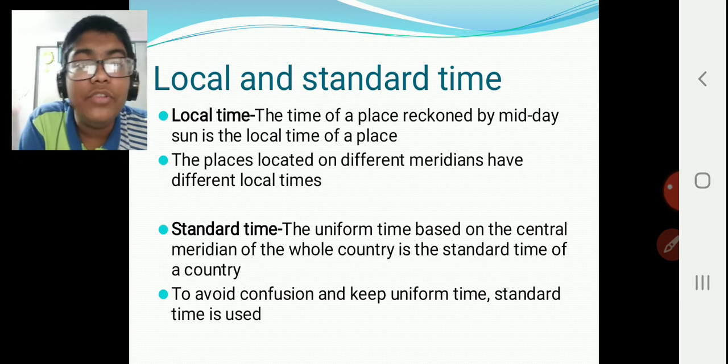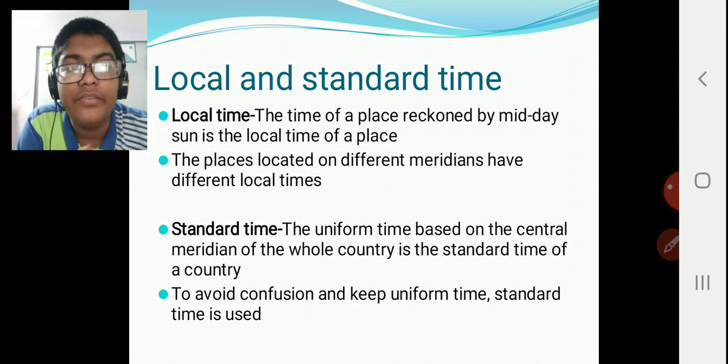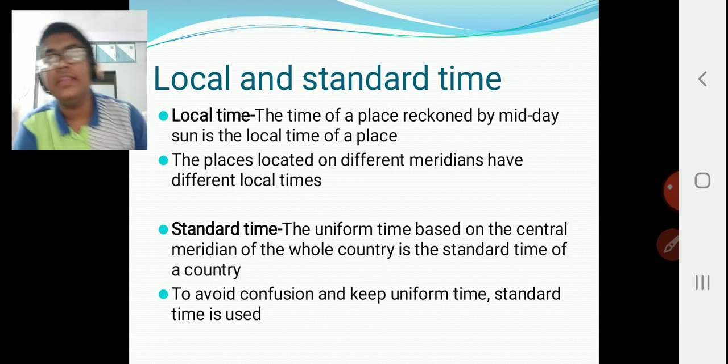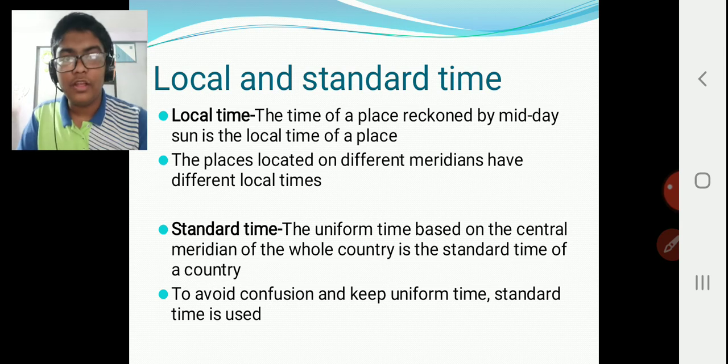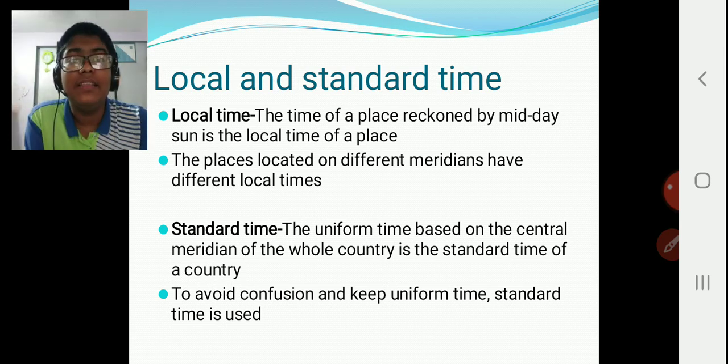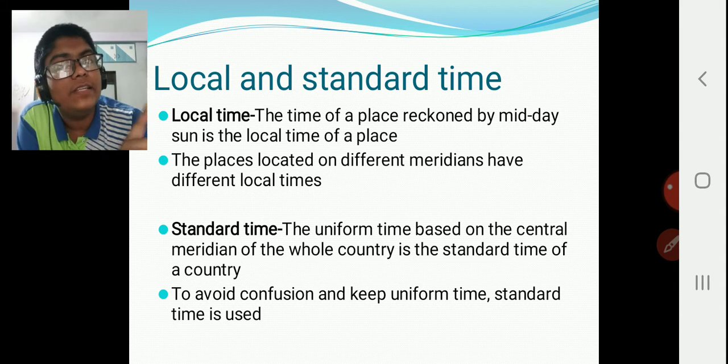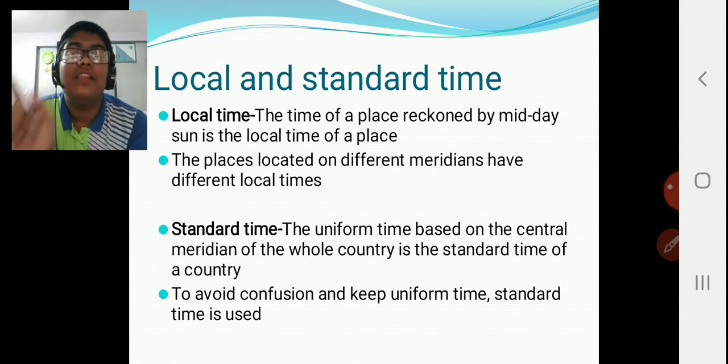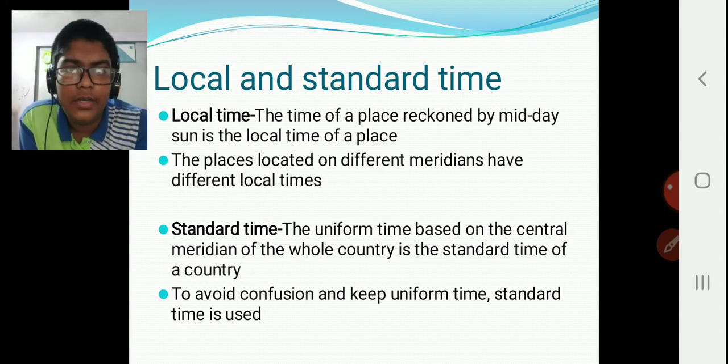Standard time is the uniform time based on the central meridian of the whole country. This is to avoid confusion. Now say one prime longitude in a country is decided. Whatever is the time at that longitude is going to be the time in the whole country, so that there is no such time difference in the country.